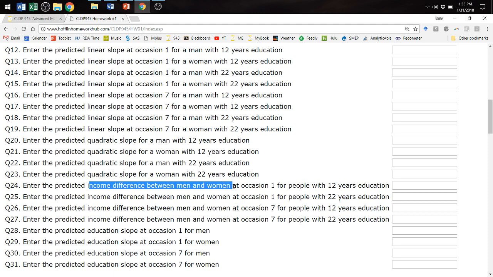So the next part here, at occasion 1, the only way that that gender difference is going to change over time is if you have gender by time in the model. If you don't, this is the gender difference at 1, at 2, at 3, at 4, at infinity. Likewise, the gender difference for people with 12 years of education, the only way that that's going to be conditional on education is if you have gender by education as a term. If not, it's for any level of education.